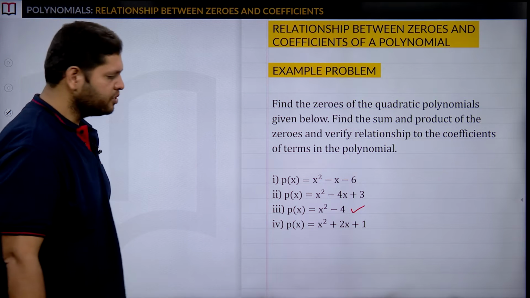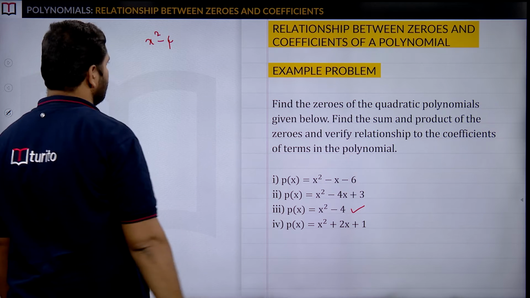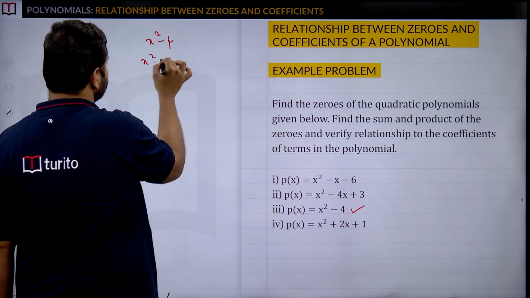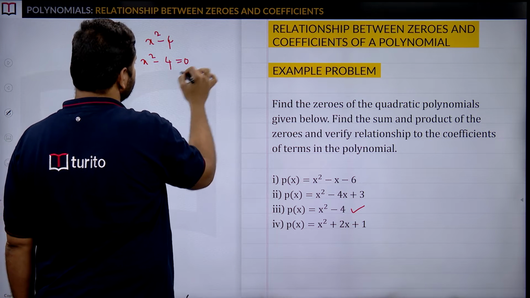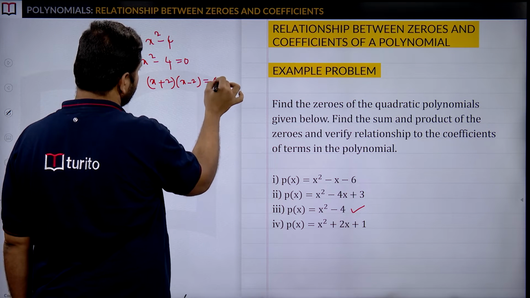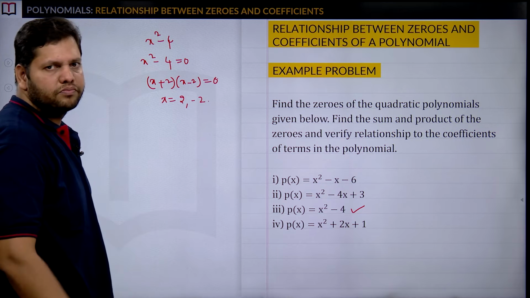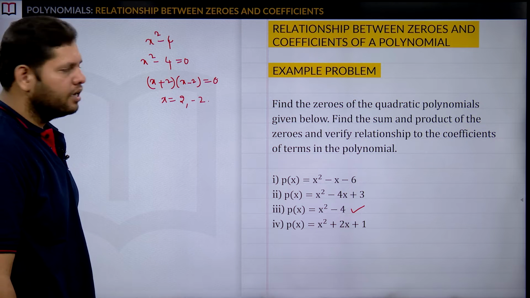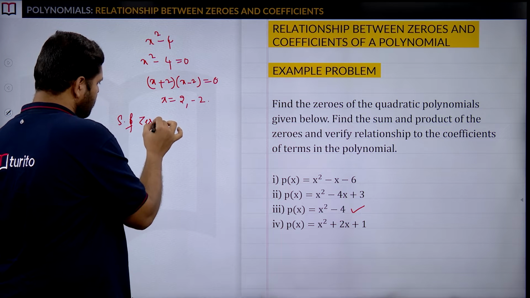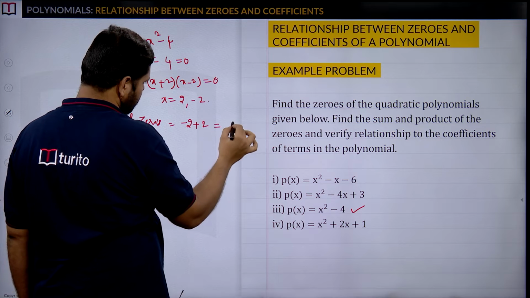So, what is the given polynomial expression, children? x square minus 4. First, find the zeros of the polynomial. So, write down x square minus 4 equal to 0. So, this we can write as x plus 2 and x minus 2 equal to 0. Then x is equal to positive 2 and one more is negative 2. Okay. Now, I am finding the sum of the zeros. So, sum of the zeros means plus 2 and minus 2. This is 0.